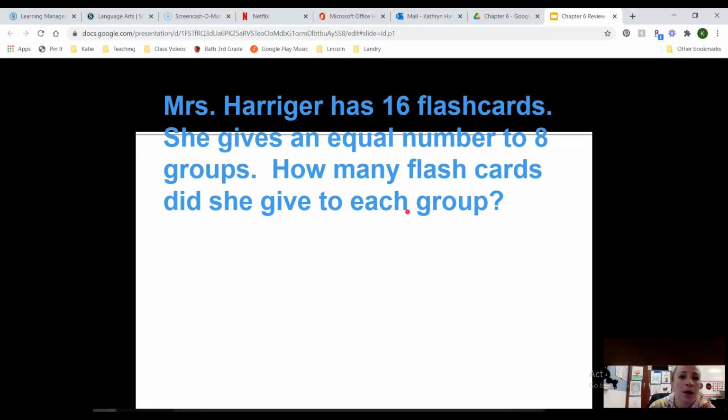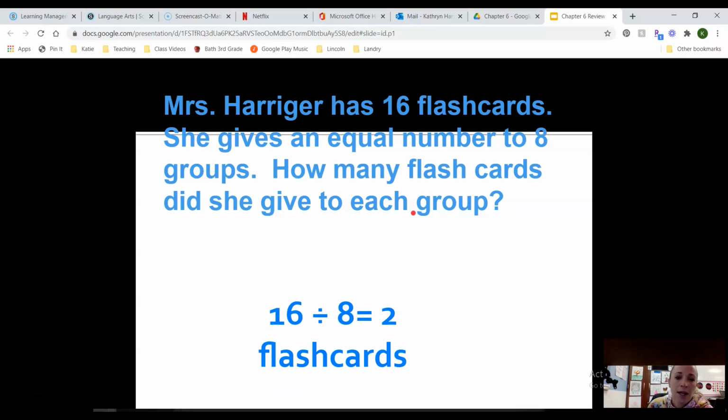So if I pull my numbers, I have 16 divided by 8, because equal number means division and each also means division. Pause the video. Please do 16 divided by 8. If you don't know what 16 divided by 8 is, you need to draw 8 groups and separate out 16 things. All right, kiddos, 16 divided by 8 is 2. 2 times 8 is 16.